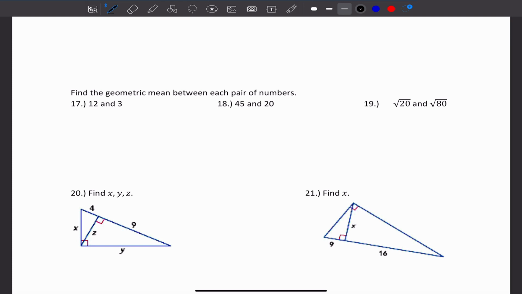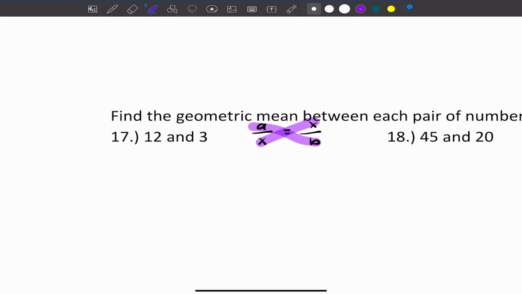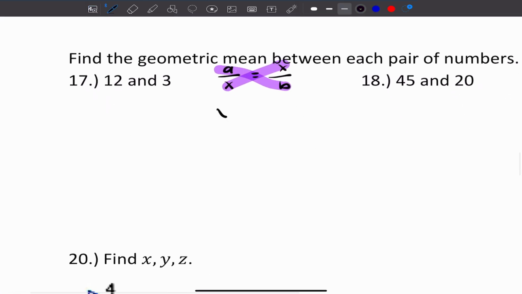Find the geometric mean between each pair of numbers. So you need to remember that it's a over x is equal to x over b. When you cross multiply, you should get x squared equals a times b, take the square root, x is equal to the square root of ab.